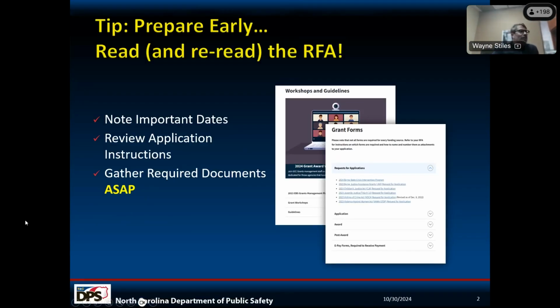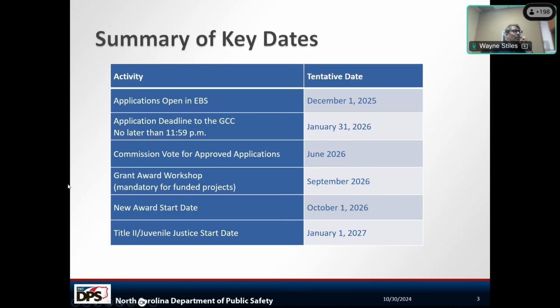First tip is prepare early. Remember to read and reread the RFA. Note the important dates, review application instructions, gather required documents ASAP. As soon as you decide that you're going to apply, start gathering your documents, know your dates, and also really look over those instructions. Here's a summary of our key dates. This can also be found on our website, and we can share that with you as time goes on.